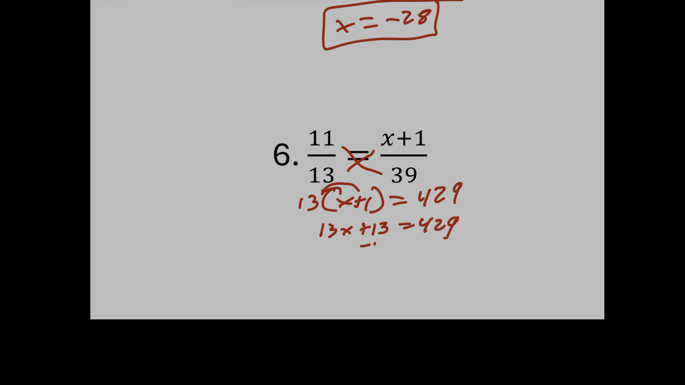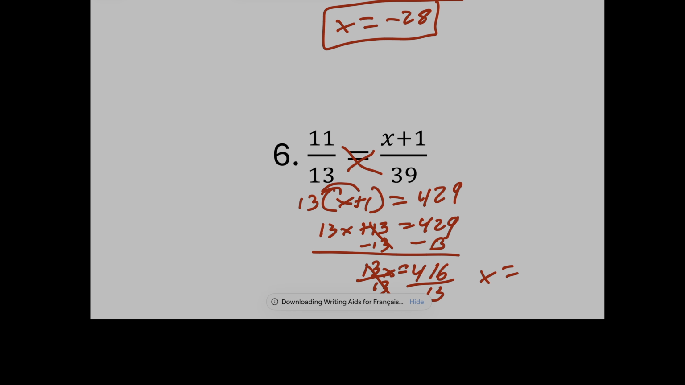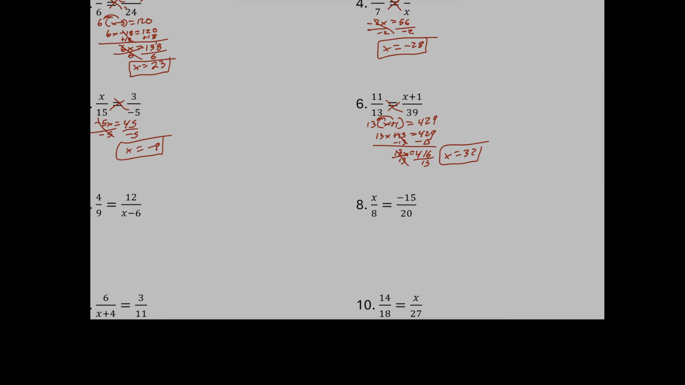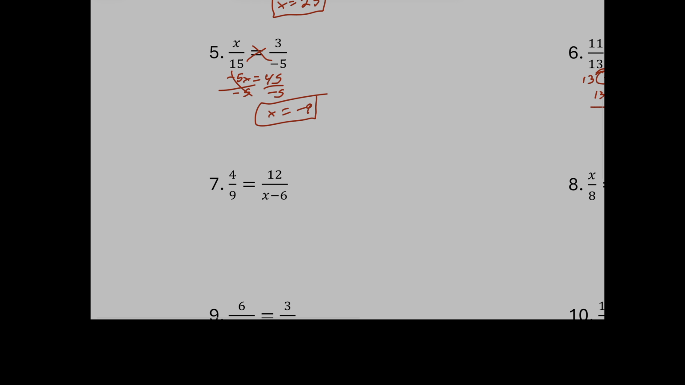Now I want letters on one side, numbers on the other. And I'm going to end up with 13x equals 416. And once I do that, honestly, everybody just grab your calculators for this one. And we're going to get 416 divided by 13, which gives me a 32. Okay? Let's keep going. Let's go over here to number 7.